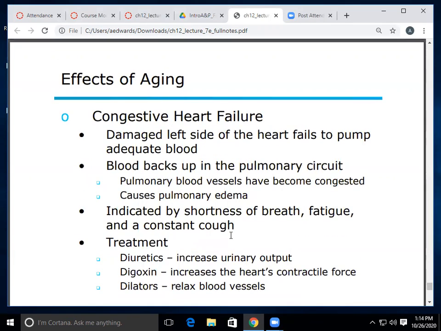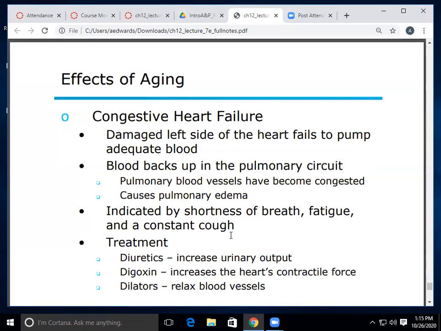Okay, another effect of aging, congestive heart failure. So the left side of the heart gets damaged and stops pumping blood adequately. The blood's going to back up in your pulmonary circuit. Pulmonary blood vessels get congested, causes edema or swelling in the lungs. Typically, you're going to see shortness of breath, constant coughing, and fatigue.